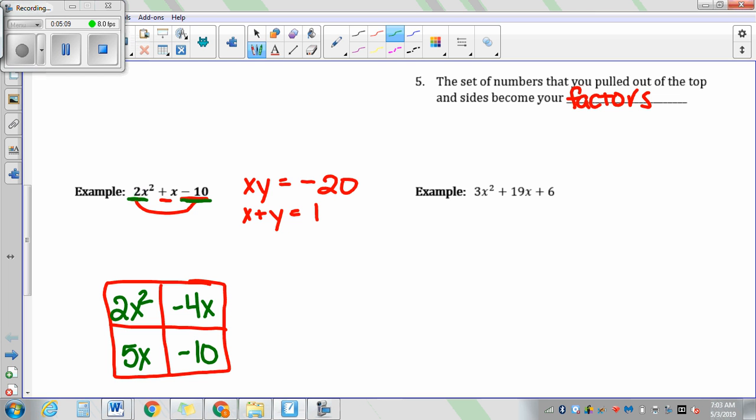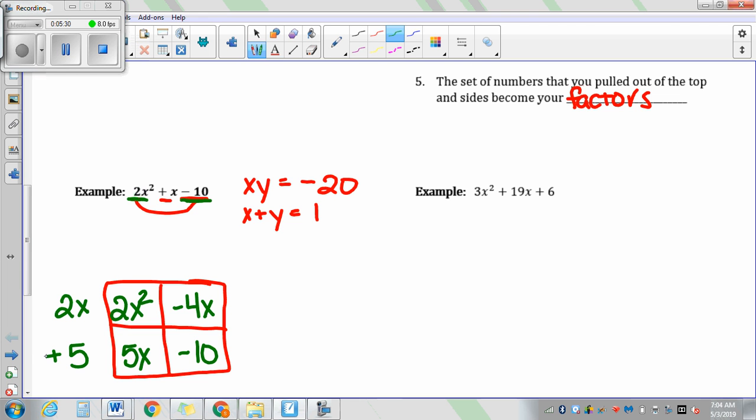Now I'm going to pull out greatest common factors. Between 2x squared and 4x, they're both divisible by 2. They both have an x. Now notice, since the term closest is positive, I'm going to pull out a positive. Between 5x and 10, they're both divisible by 5. Since the term closest is positive, I'm pulling out a positive.